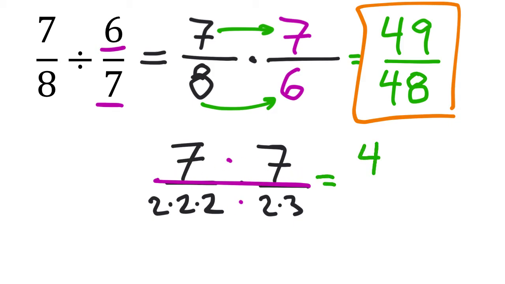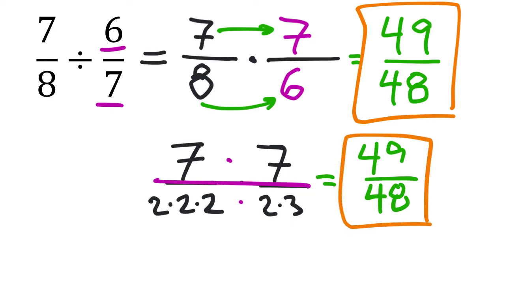7 times 7 is 49. 2 times 2 times 2 times 2 times 3 is also 48. And this, again, is just another way to prove that what we got could not be further simplified, because with the prime factorization, there are no matches in numerators and denominators together. They've got to be in both.